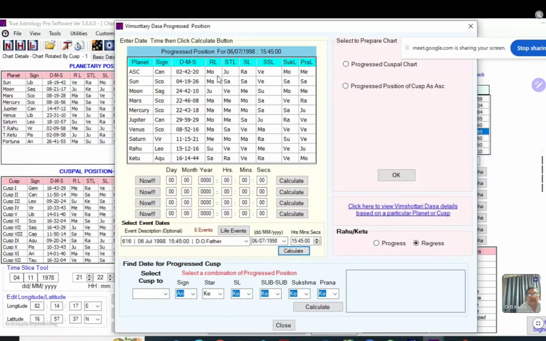Calculate it. Which progressed ascendant sign lord am I getting here? Moon. Again Moon. See, look here, all the events are happening when the ascendant has progressed to the sign of Moon, Cancer sign. Okay.